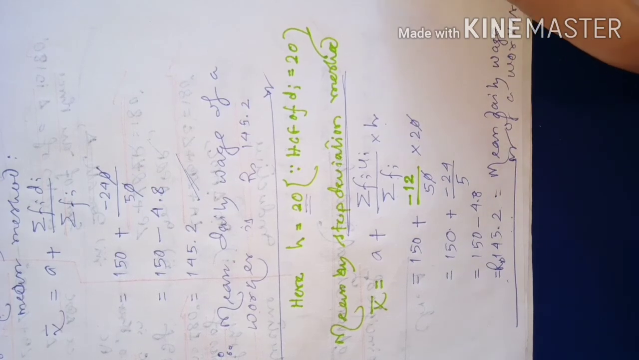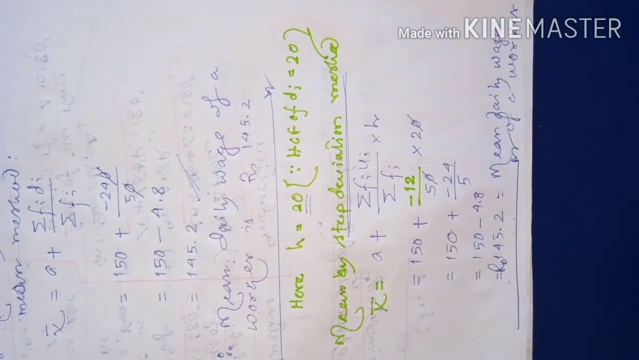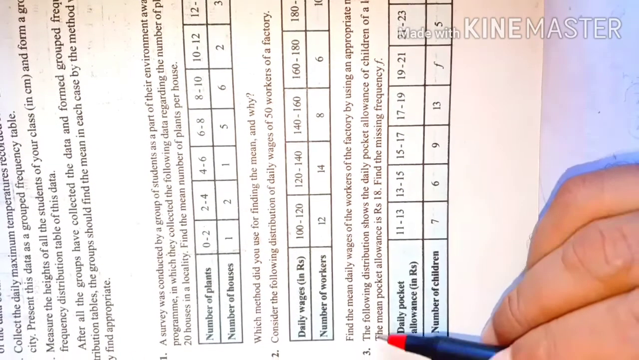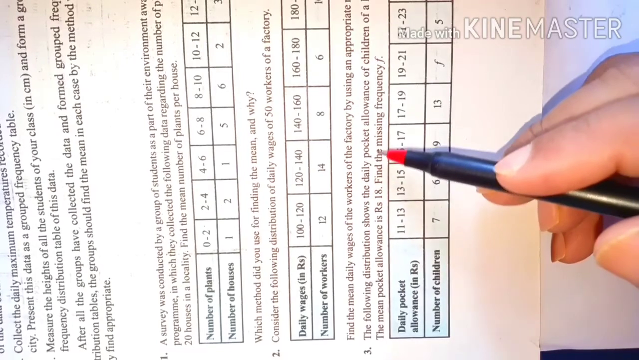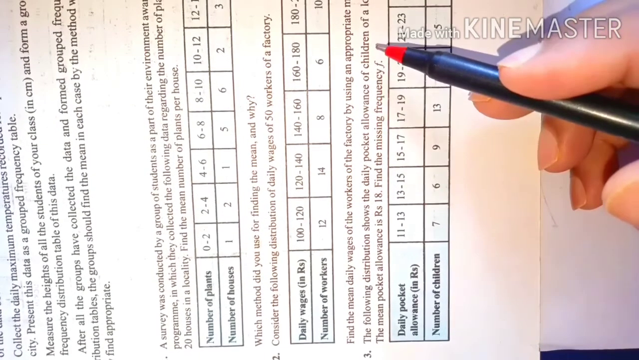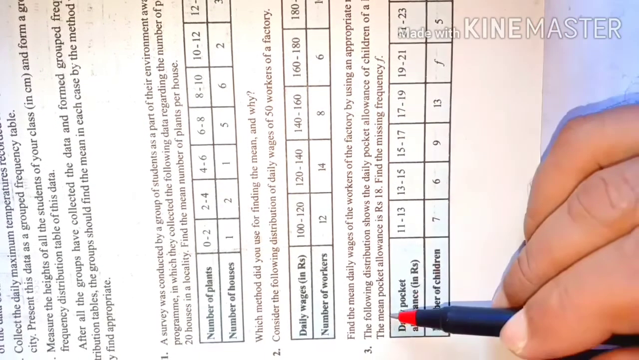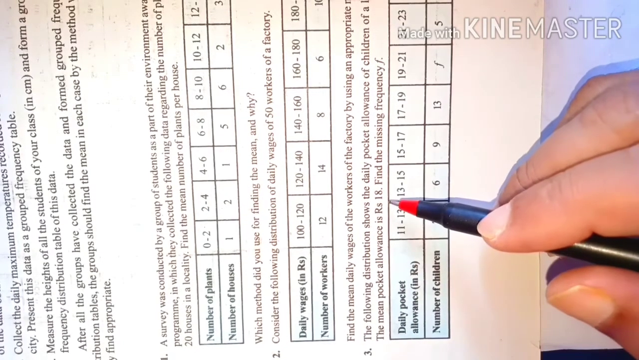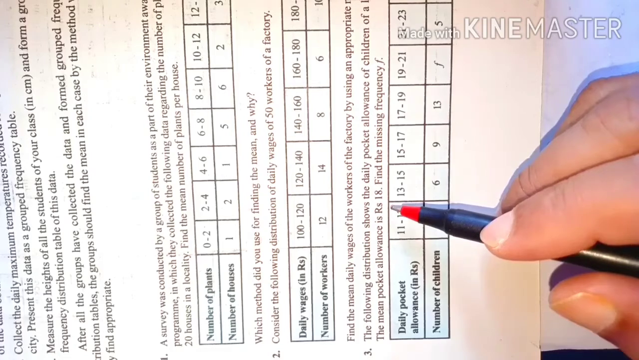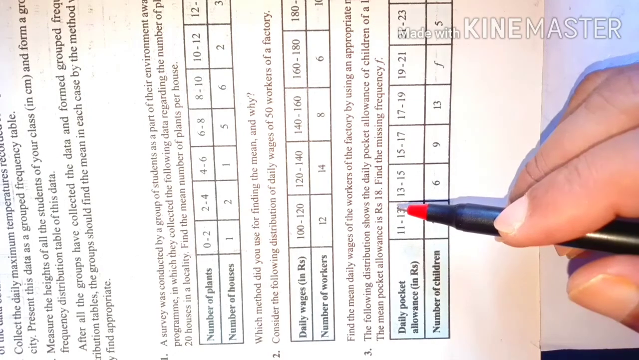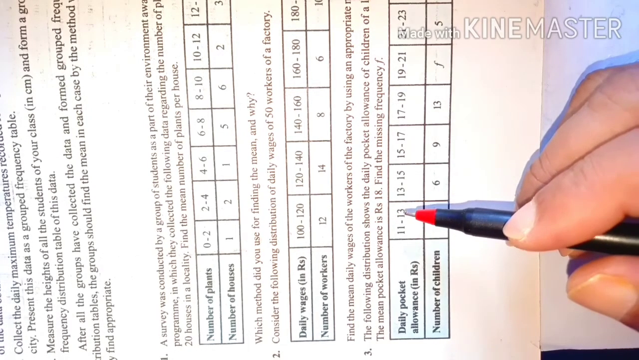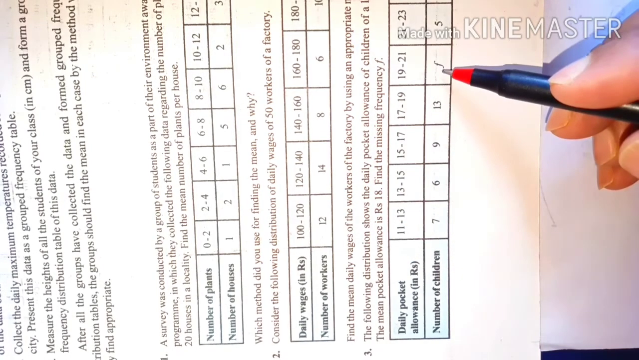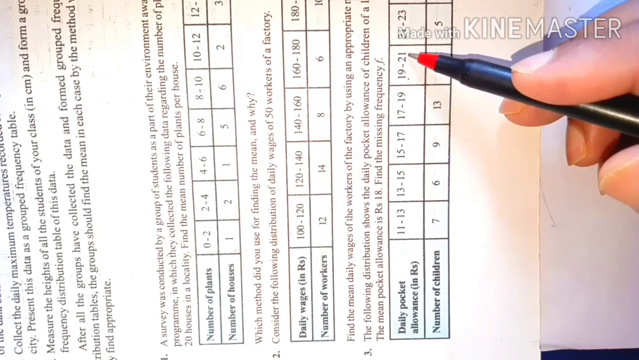Okay, dear students, let's go to question number 3 now. Another important question for your exam also. See, dear students, in question number 3, the following distribution shows the daily pocket allowance of children of a locality. The mean pocket allowance is rupees 18. That means every student on average carries 18 rupees in their pocket as a pocket allowance. Parents give them for, say, tiffin or like that, 18 rupees every student. Find the missing frequency f, meaning how many students carry between 19 and 21 rupees.